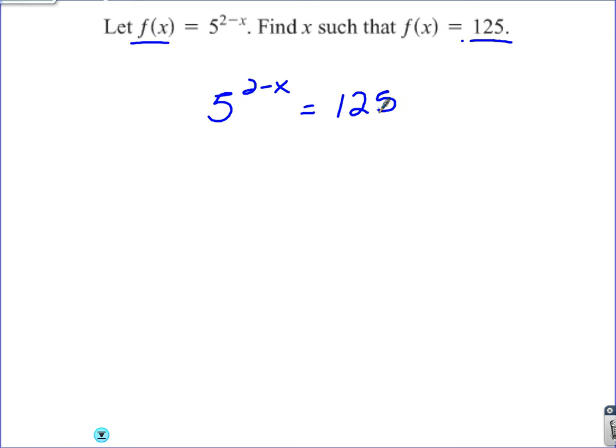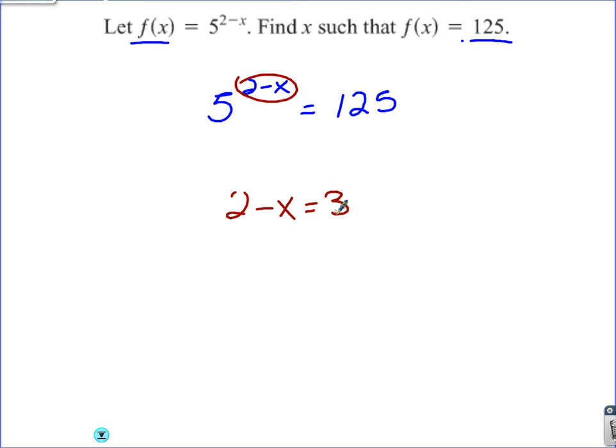Here's how I'd work this. Ask yourself 5 to what power is going to give you 125. Ignore that the exponent is something ugly here. Does anybody know that 5 to what power is 125? So we've got to make that somehow 3. Well, how in the world can we make that 3? What value of x makes that 3? And if you need to, just say, okay, 2 minus x has to be 3, and we'll solve that.